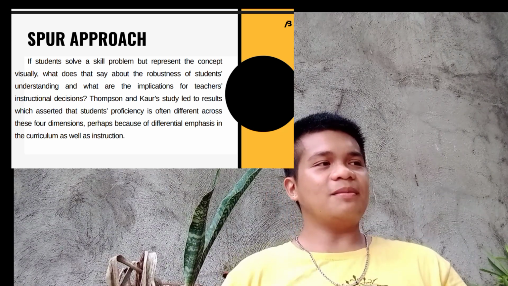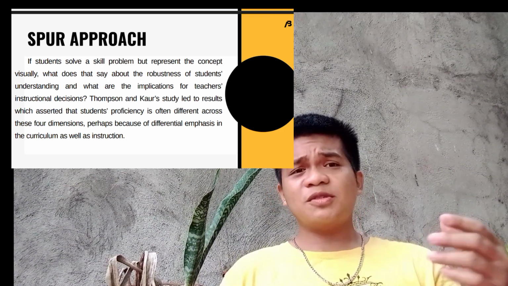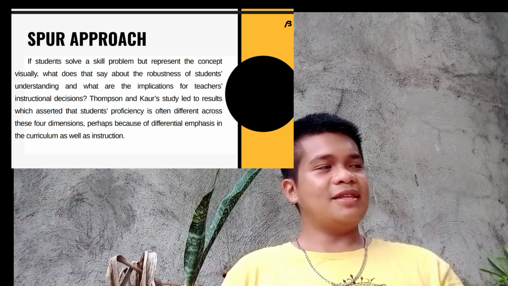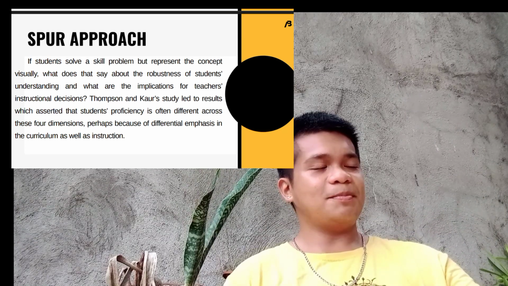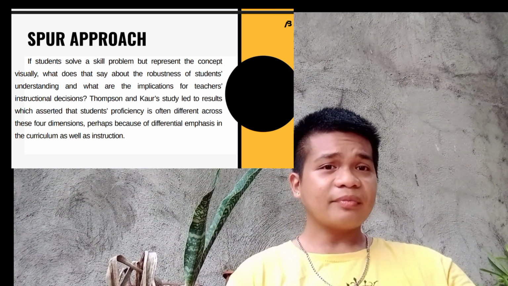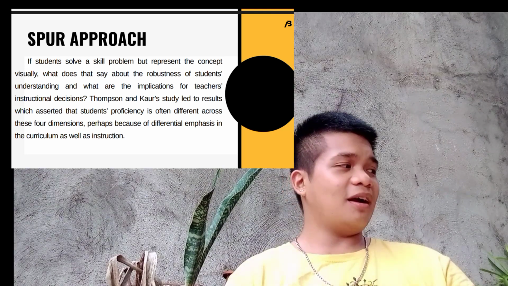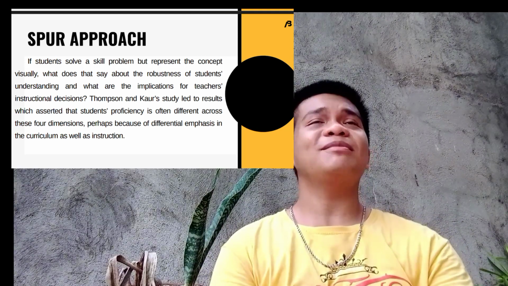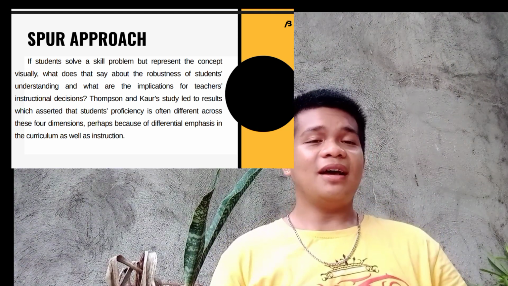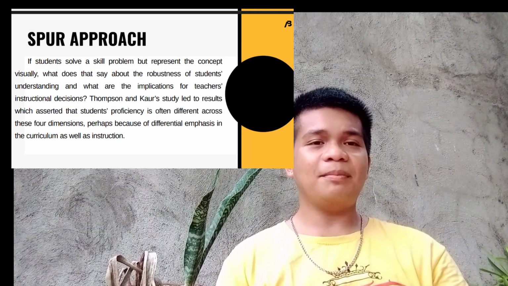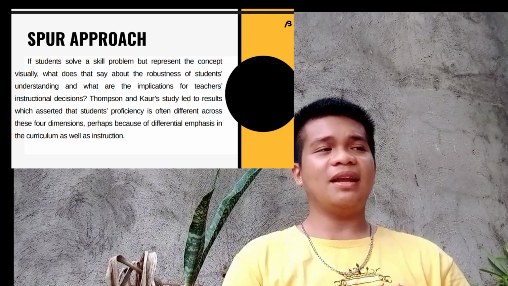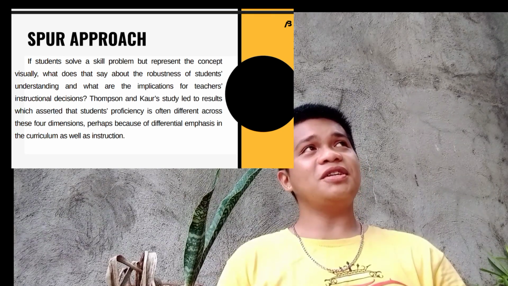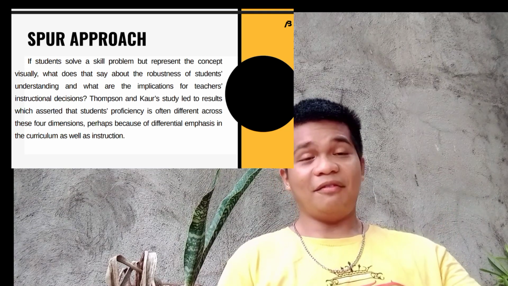So, if you use the SPUR approach, some of the students may not display the same level of mastery in a specific domain. For example, some students are more efficient in demonstrating the skill domain, and some others are more capable of doing the representation domain, and that is because teachers' approaches to teaching mathematics vary.